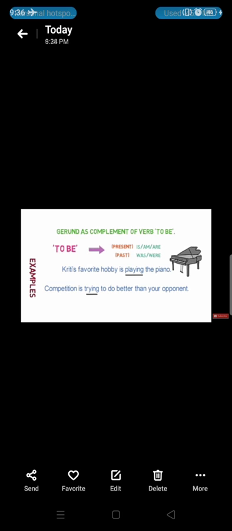For example, Kriti's favorite hobby is playing the piano. Now here, in this example, we have the form of be, is, right? So, we cannot stop the sentence as Kriti's favorite hobby is. No, we cannot. We have to add a complement to the be form, right? That is to the word is. So, Kriti's favorite hobby. What is Kriti's favorite hobby? Is playing the piano. So it is acting like a complement that completes the predicate.